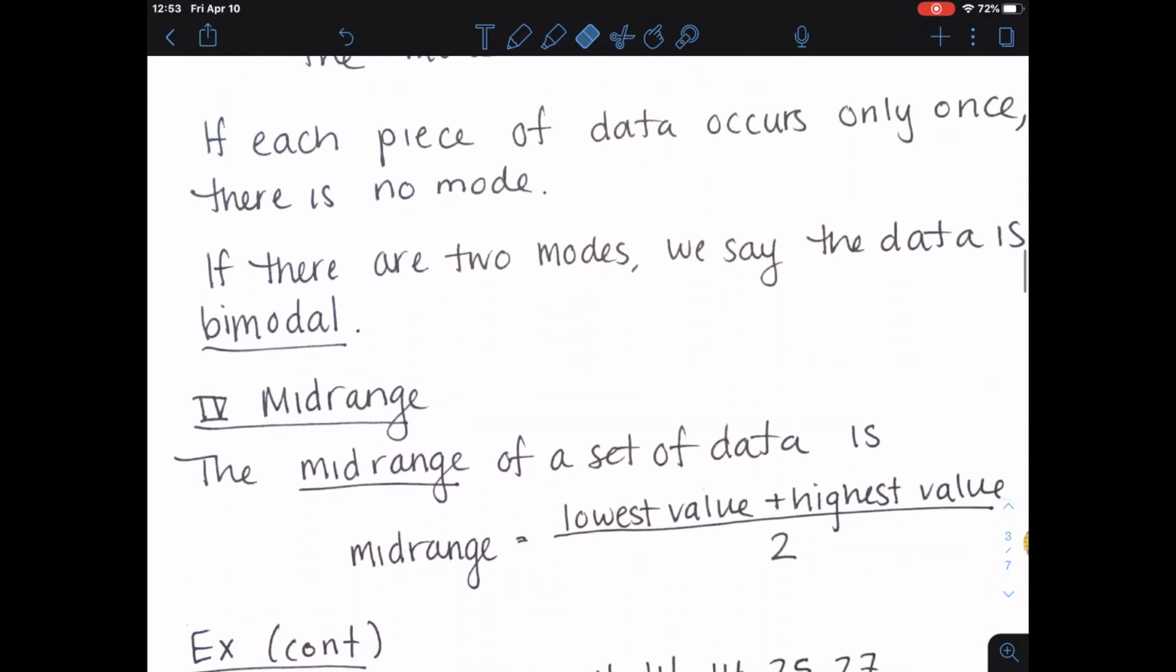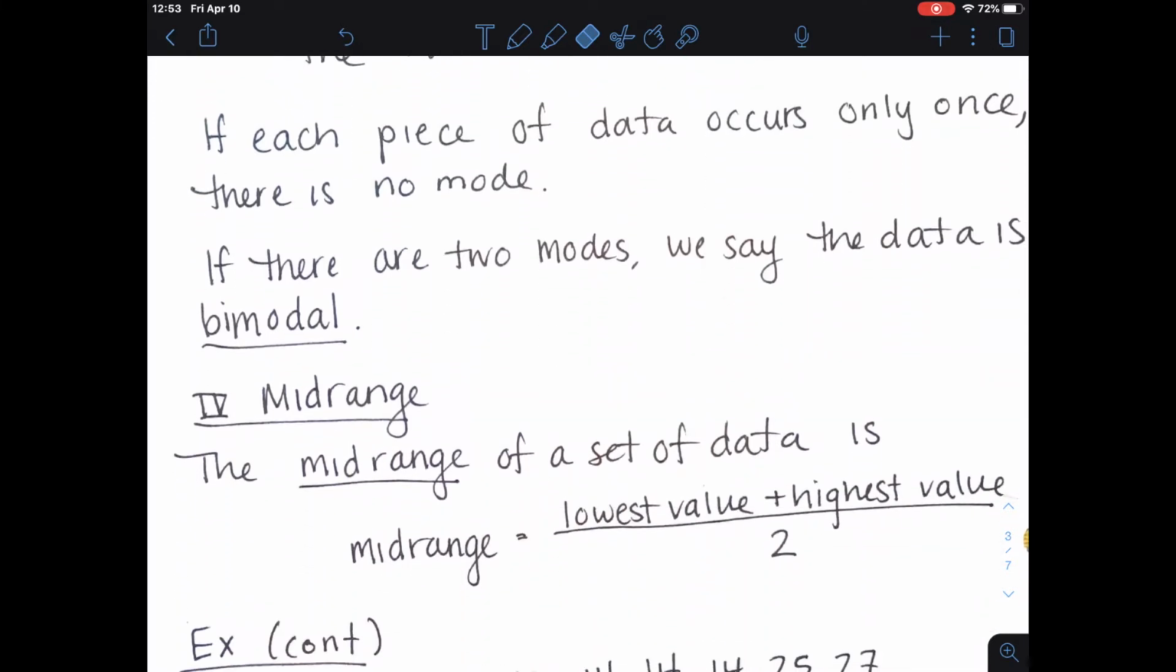The last one is our mid-range, and all that is, is the number that's in the middle of the highest and the lowest. So what you do to find the mid-range is you take the lowest value, add the highest value, and you're finding the mean of those.